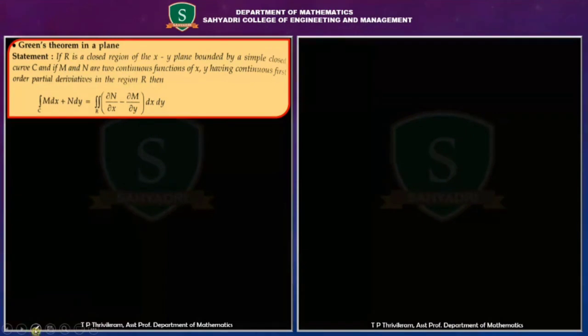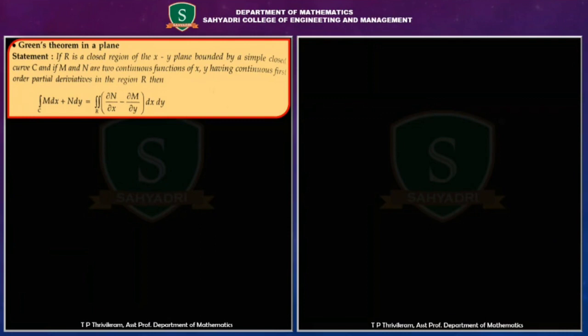So here, what Green's theorem tells us is that whenever your integral is of the form M dx plus N dy, then this can also be written in terms of a double integral of ∂N/∂x minus ∂M/∂y, into dx dy. So you can perform this integral and get the answer, where M and N are functions of x, y, or x, y, z also.